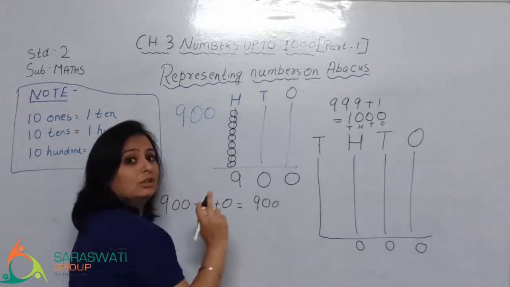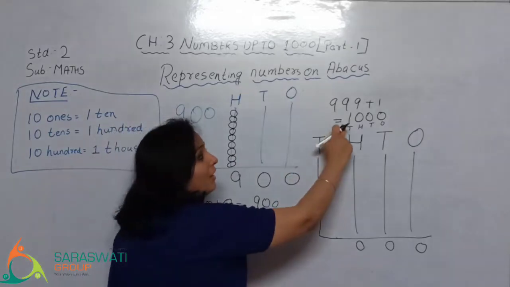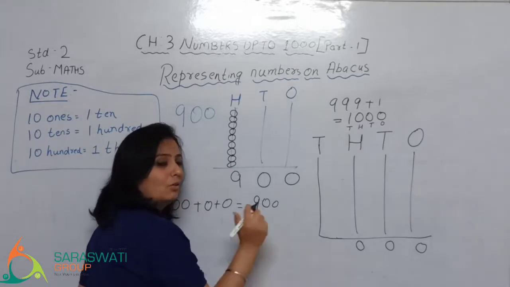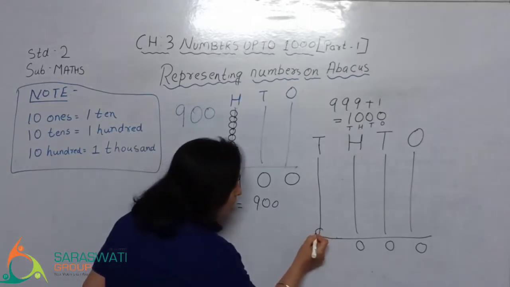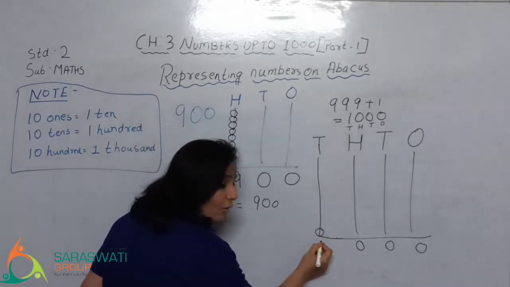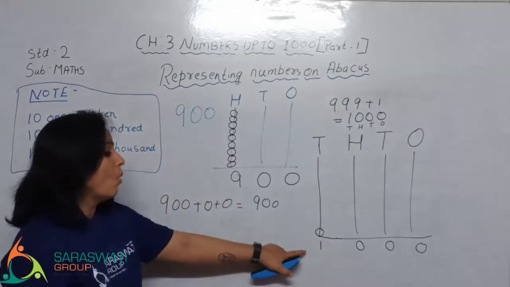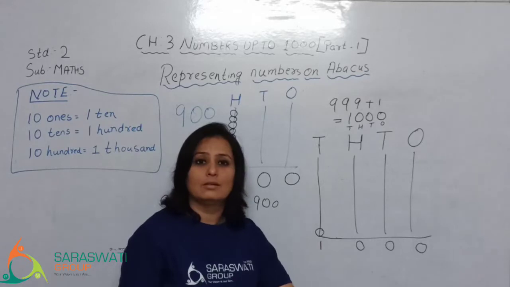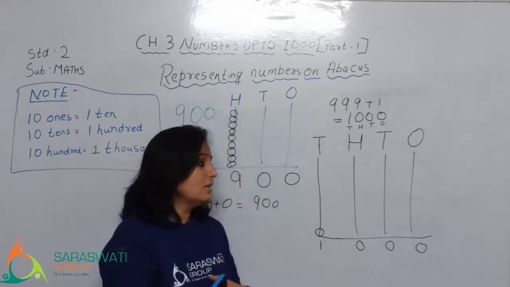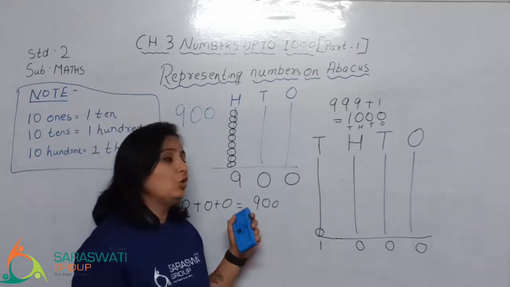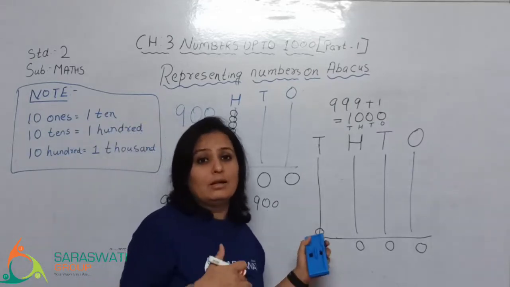और 1000 की जगह पे क्या है? 1. तो अब बीड कहाँ पे प्लेस करेंगे? At 1000 place. So I will place 1 bead. तो ये क्या हो गया यहाँ पे? 1. And what is this called as? 1000. Right? So these are the different numbers that I have shown you on abacus.